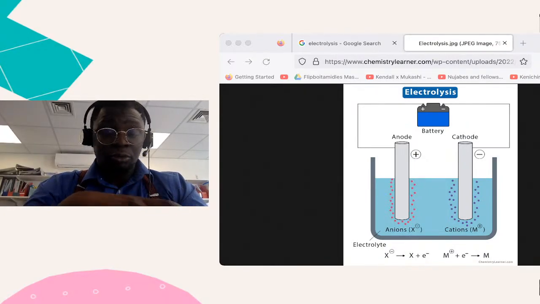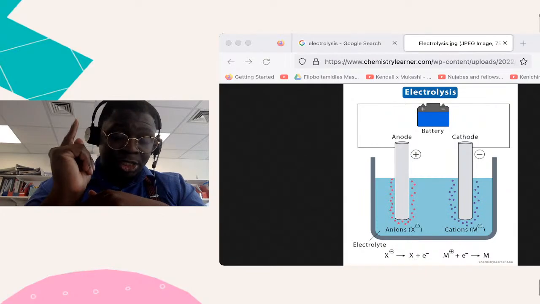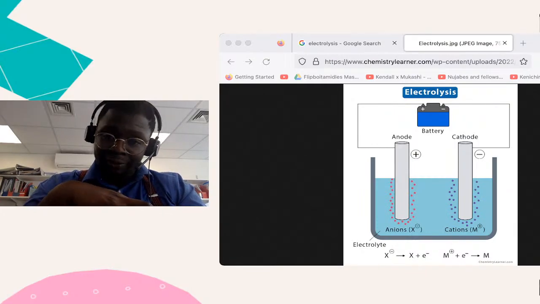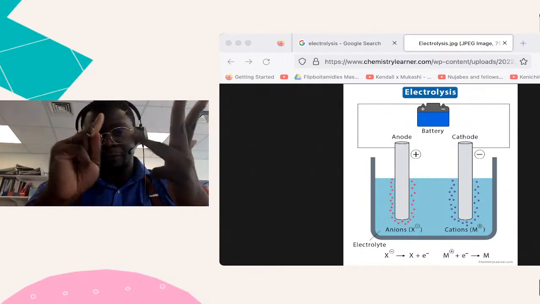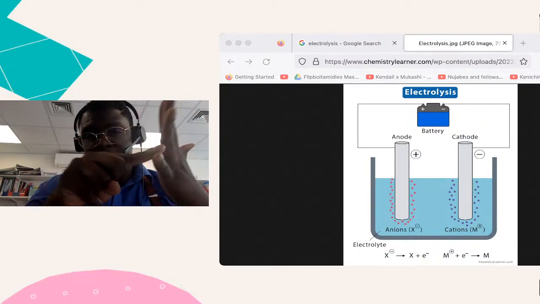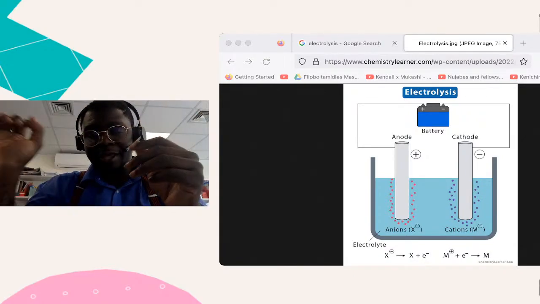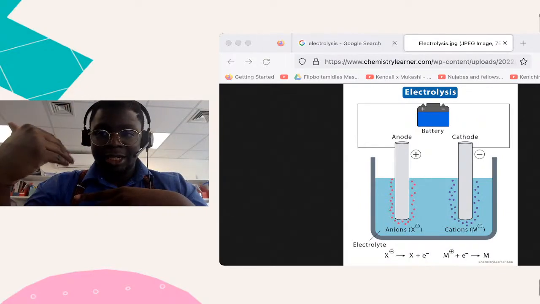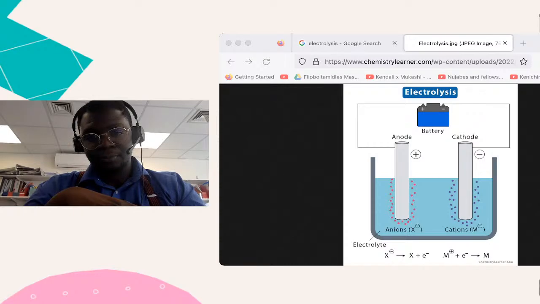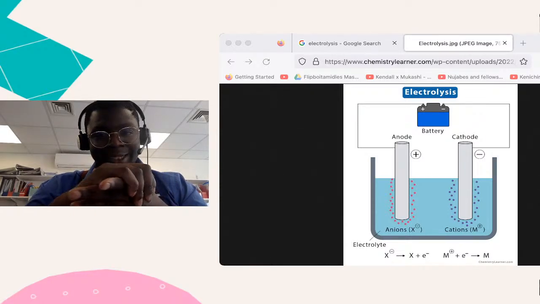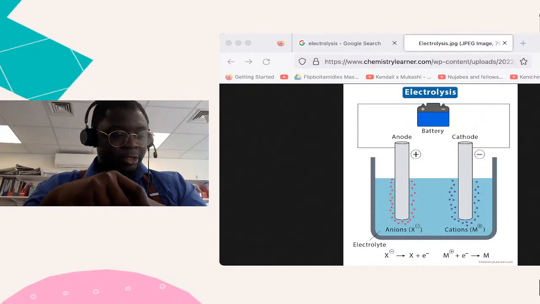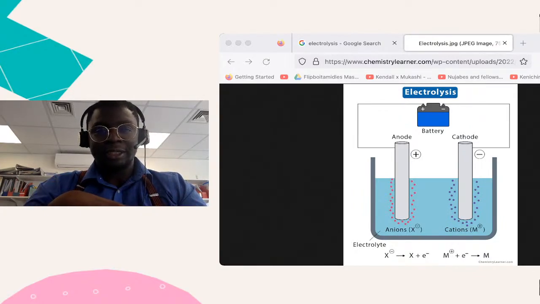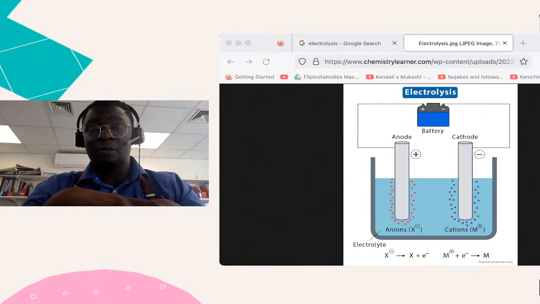Generally, for the non-metals, you'll always form oxygen unless you have a halide, so one of your group sevens. So either fluorine, chlorine, bromine, or iodine. If you have one of those, that is what you'll form at the anode. Otherwise, you will always form oxygen in aqueous solution. Okay, and that's electrolysis.